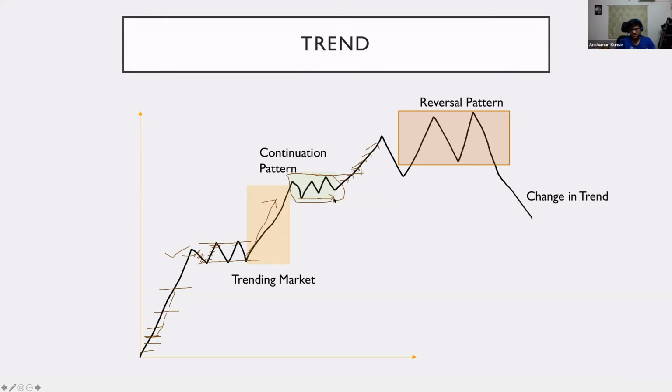Now, in a continuation pattern, what we are seeing is that the prices are coming in and exiting, and they have pretty much the same direction. So over here, for the entire duration, the prices have continued to move in only one direction, that is upward. Now let's come to the reversal pattern. When I talk about a reversal pattern, you will notice a reversal pattern is much larger in shape than the continuation pattern.